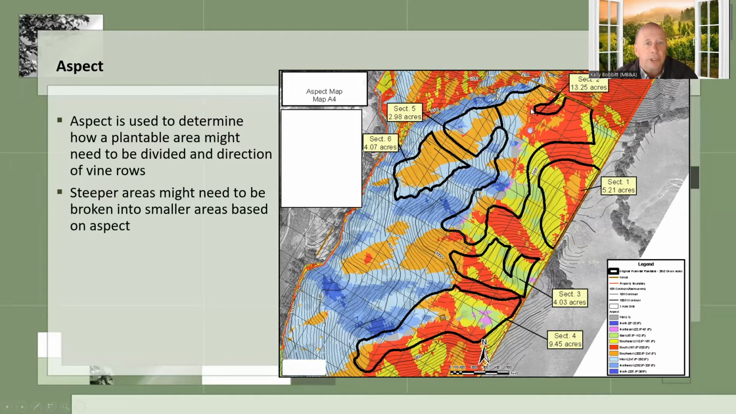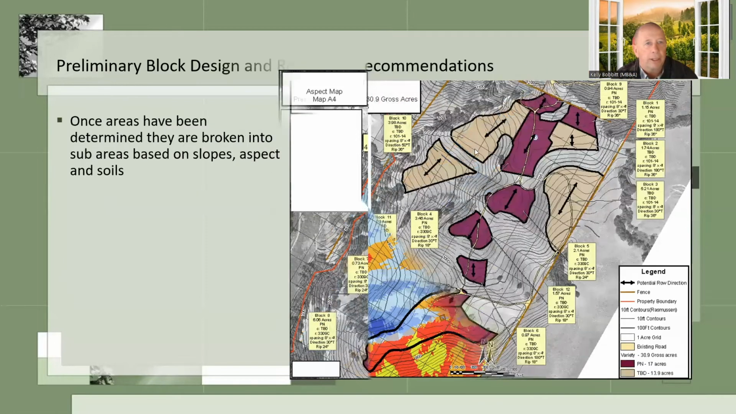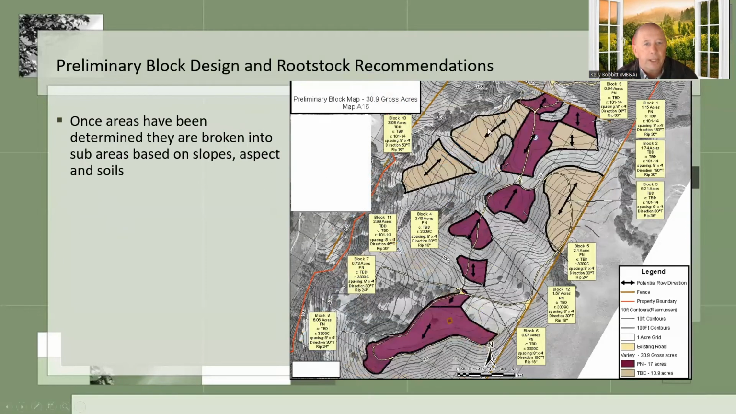So examples right here, if I look at this area right here, I can see that there's an aspect there, another one there, and probably a transitional aspect right there. And since this is, as I saw from the last one, reasonably steep stuff, I have a feeling that that's going to get broken into 3 blocks. So when I look at the final designs, as you can see, they were broken up into 3 different blocks and different row directions for safety's sake. So that's how we use the slope and the aspect.